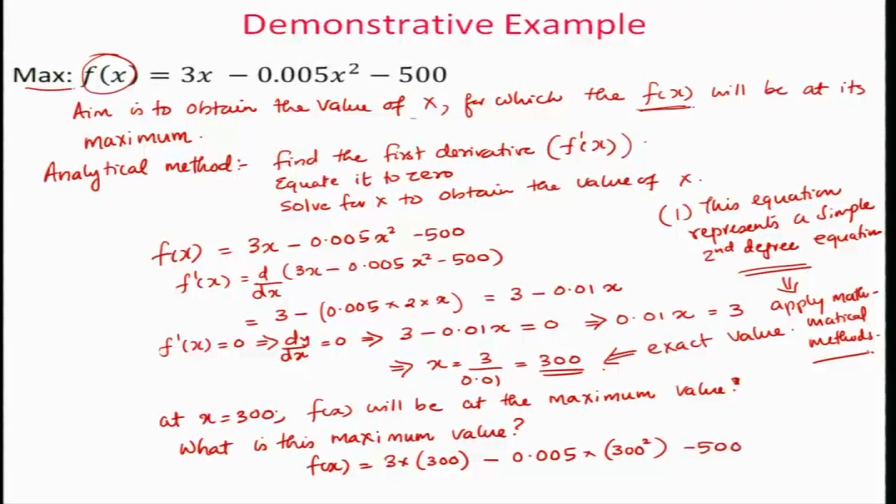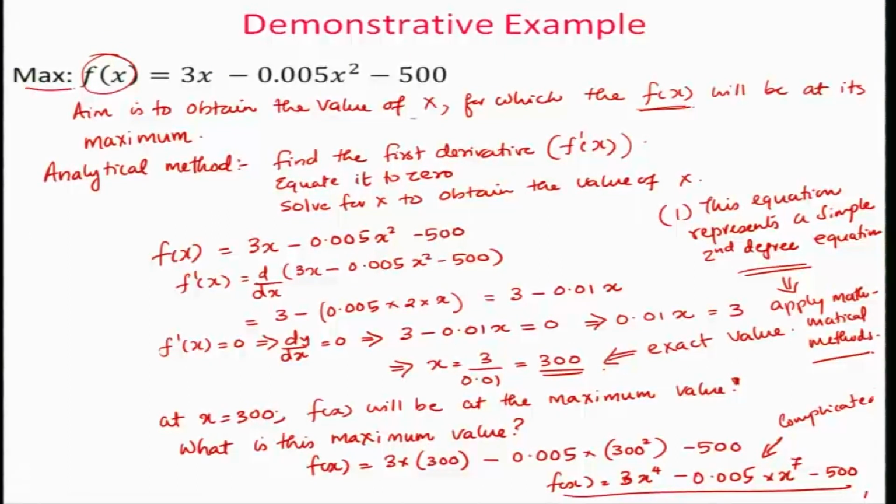So, let us say instead of this, if the equation was complicated, if the equation instead of this was something like f of x is equal to 3 times x to the power of 4 minus 0.005 times x to the power of 7 or something like this, minus 500, then it would not have been that easy like what we have done now. Okay. This would have been a complicated case. Then you might have resorted to something else.